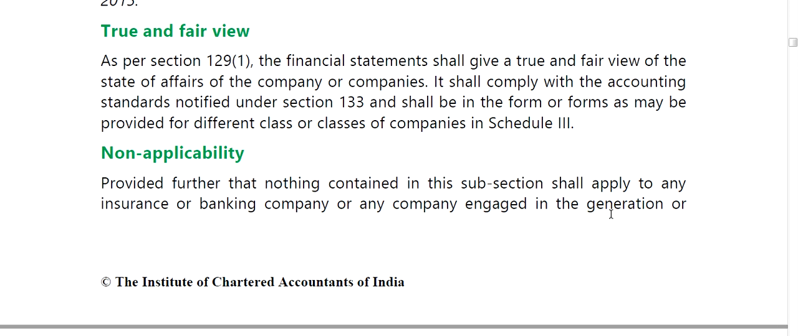Next comes true and fair view. As per section 129 subsection 1, the financial statement shall give a true and fair view of the state of affairs of the company or companies. It shall comply with the accounting standards notified under section 133 and shall be in the form or forms as may be provided for different class or classes of companies in Schedule 3.